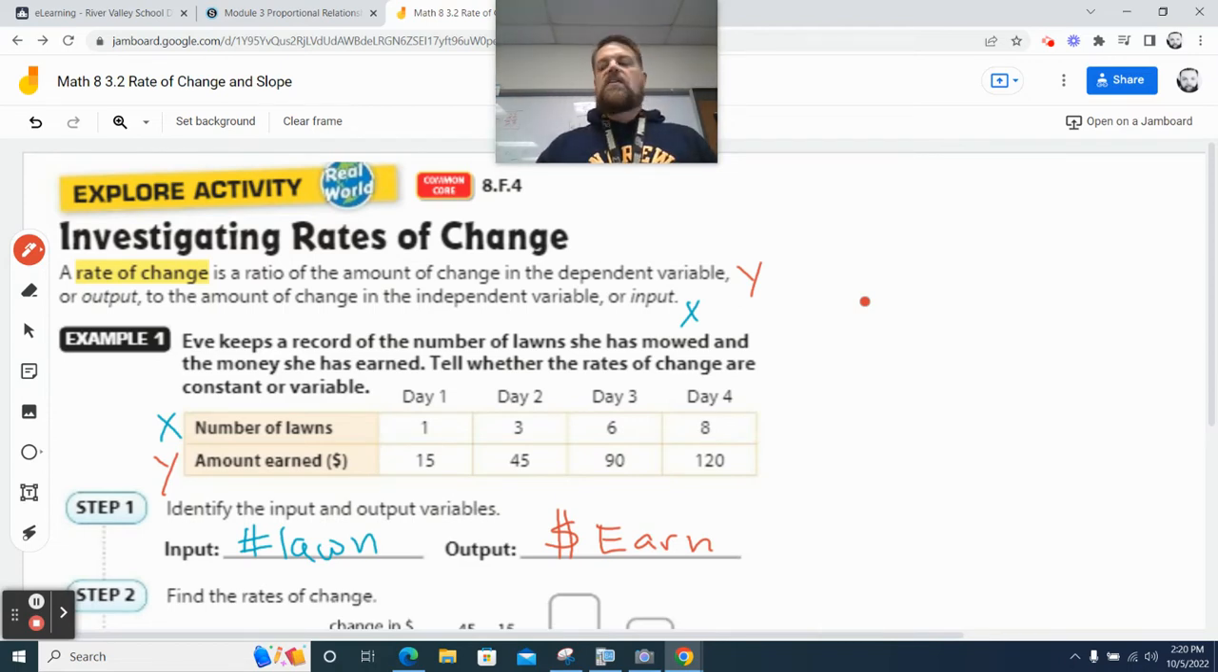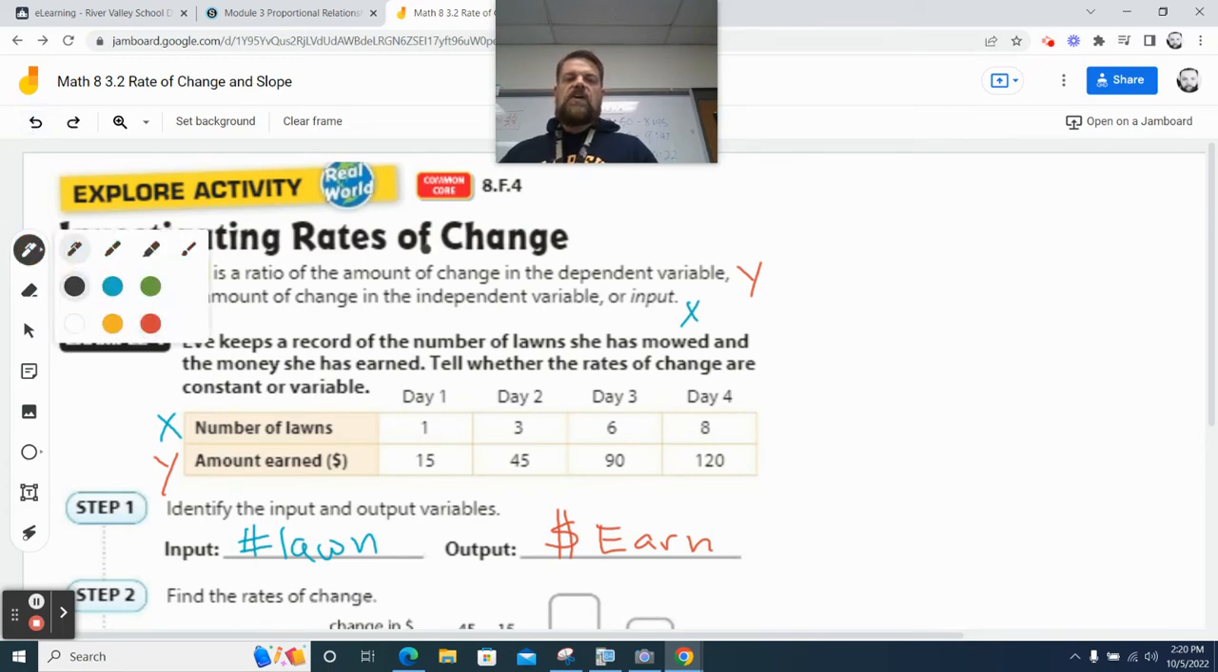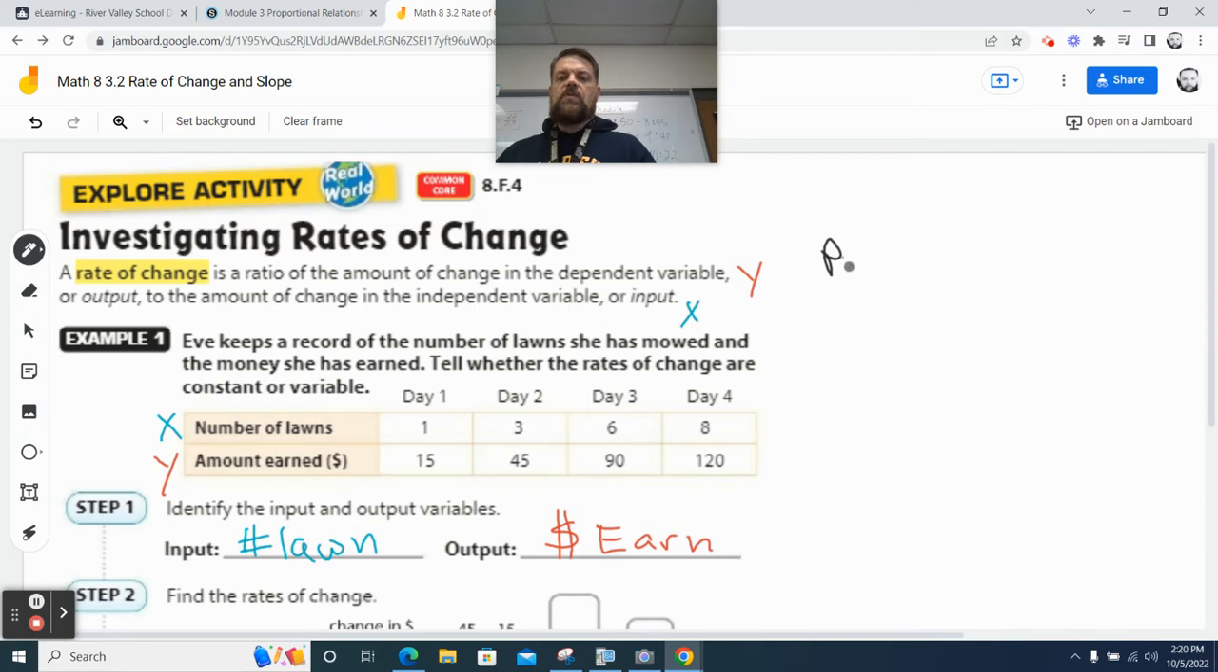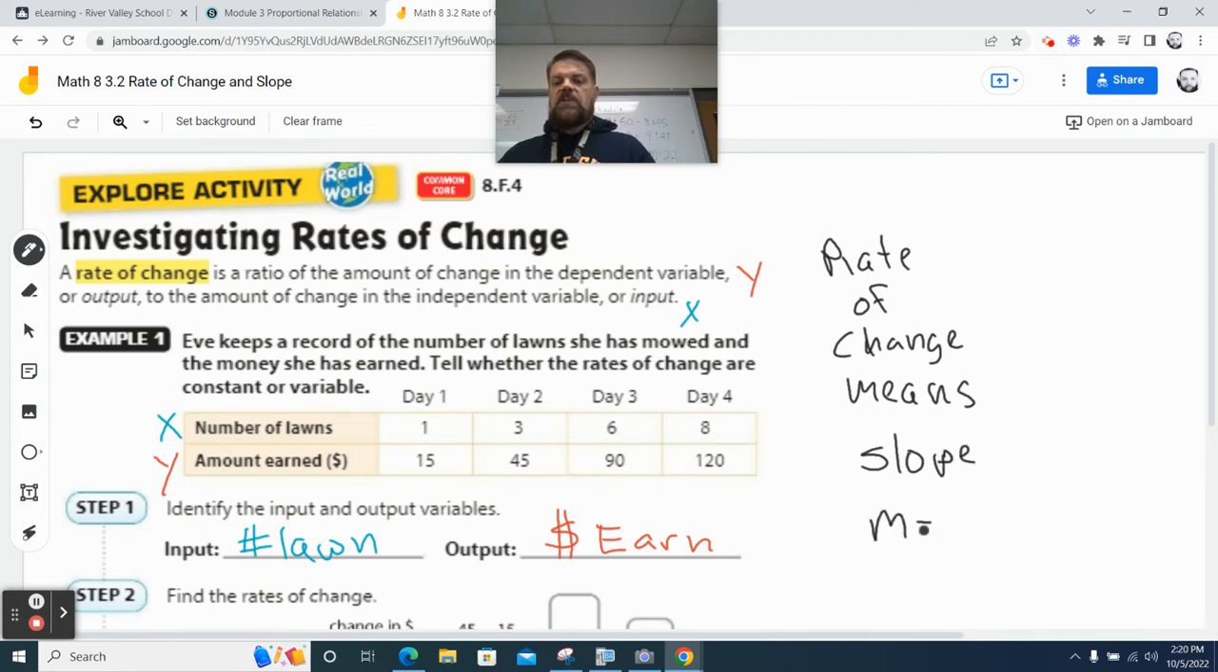So to find the slope, M, let me change this to a different color. To find the slope or rate of change, remember, write this down in your book somewhere, rate of change means slope. And slope has a formula. And you say, well, Mr. Adams, why do we use the letter M for slope?